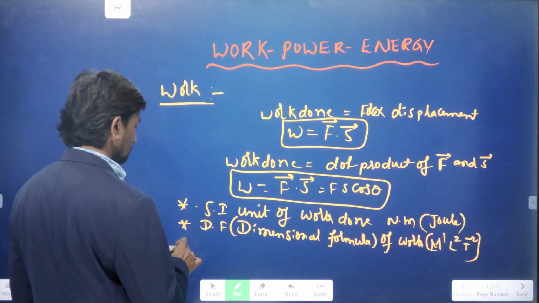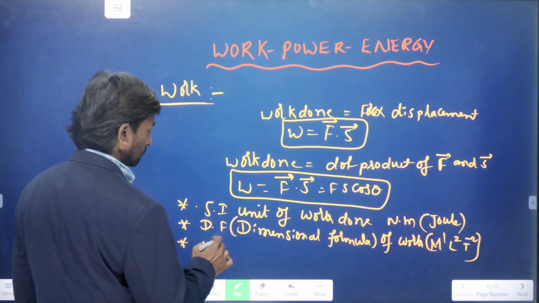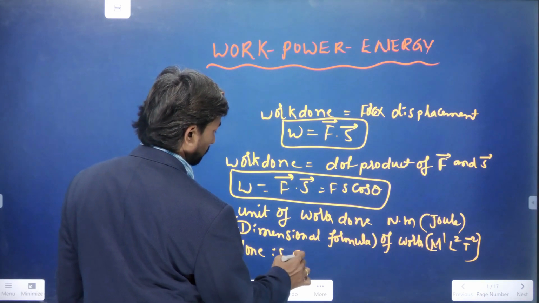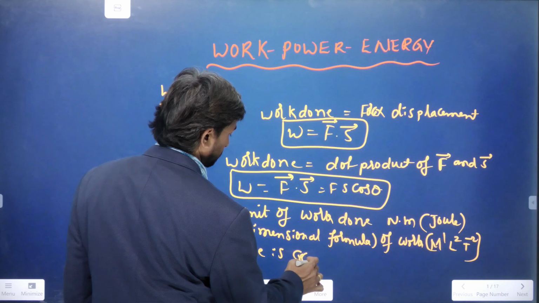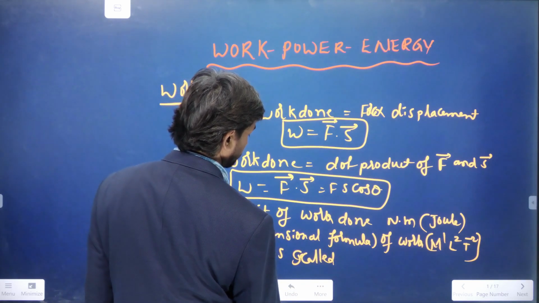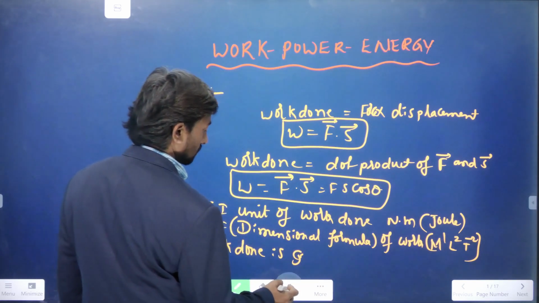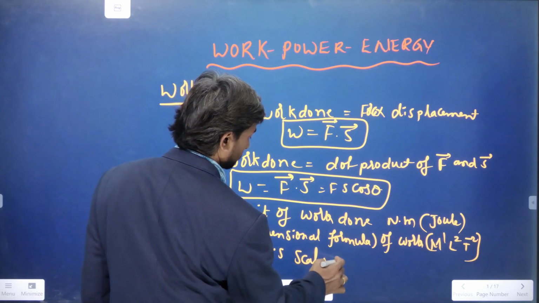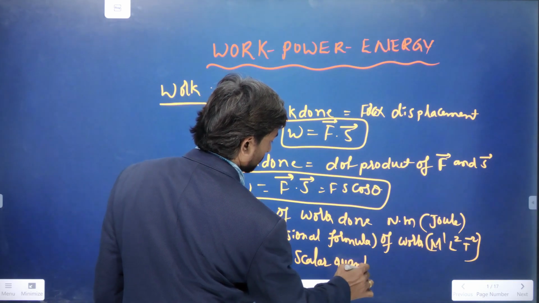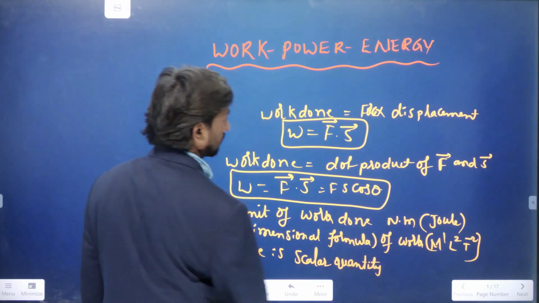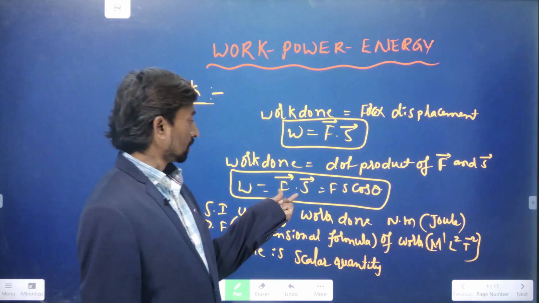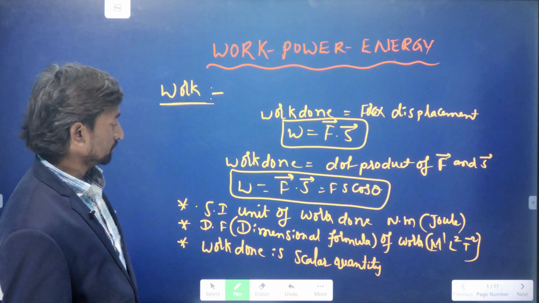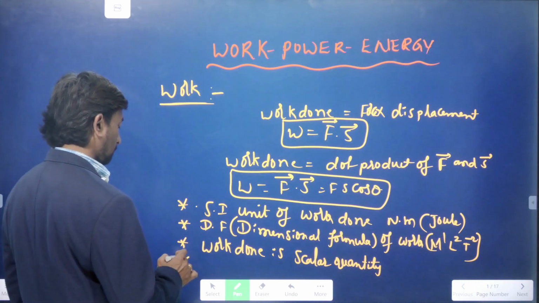And work done is a scalar quantity. Why is it a scalar quantity? Because it is the dot product of two vectors, the force vector and the displacement vector. So work is a scalar quantity.